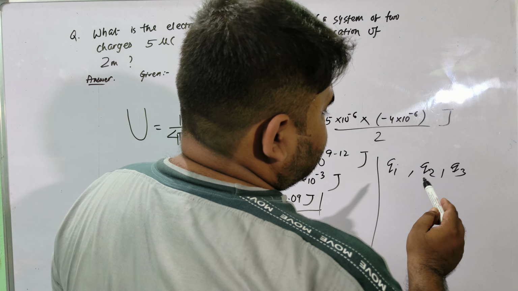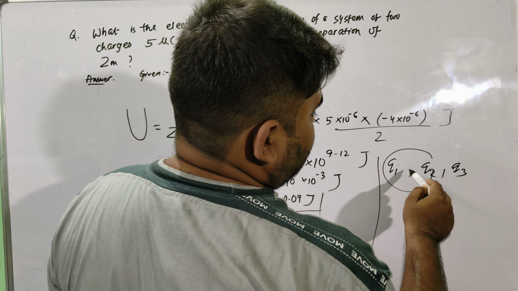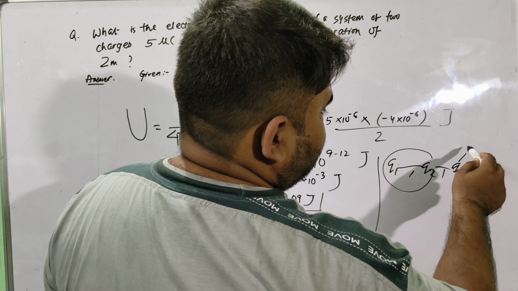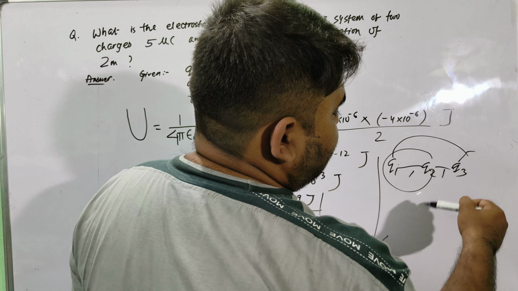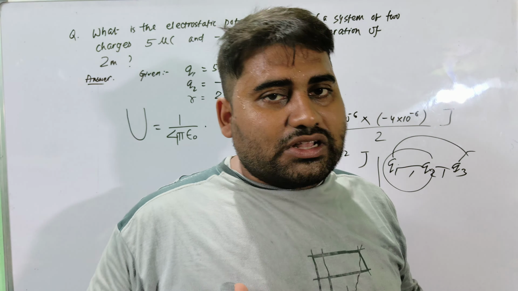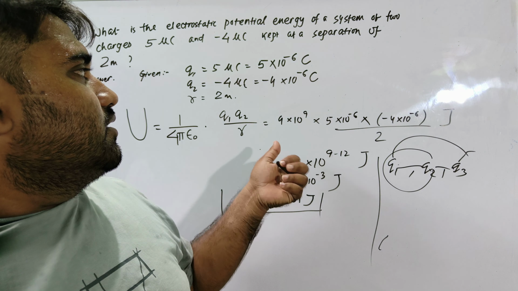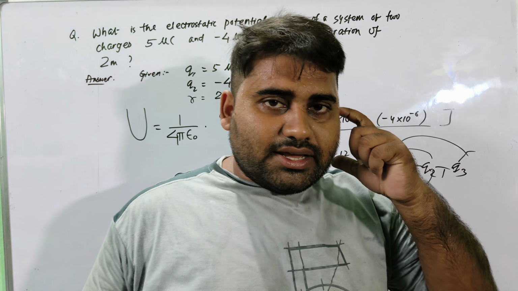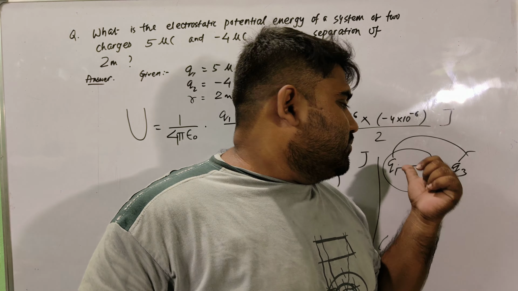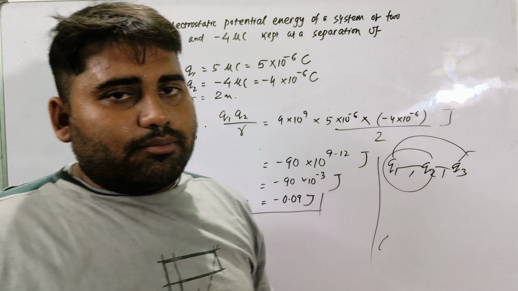So you need to find the electrostatic potential energy for this pair, then this pair, and then this and this pair, and then add them. And in due course you have to watch out for the negative sign of that charge. And after that, when you find all of them individually, you just add them algebraically.